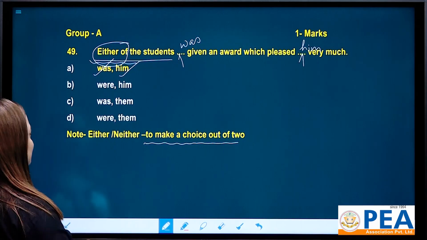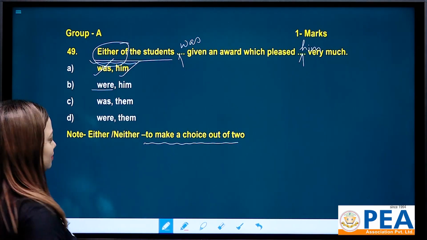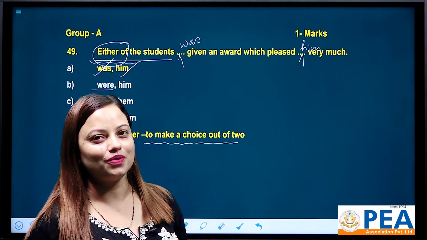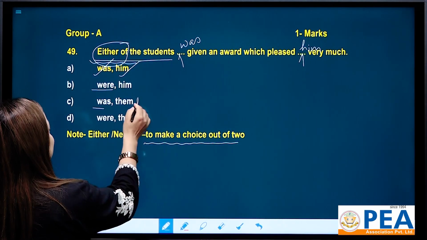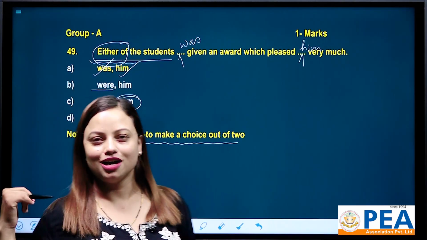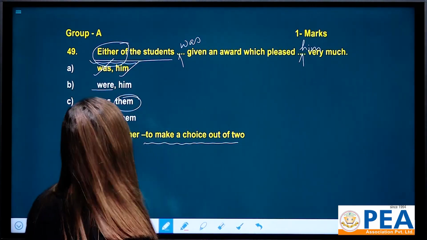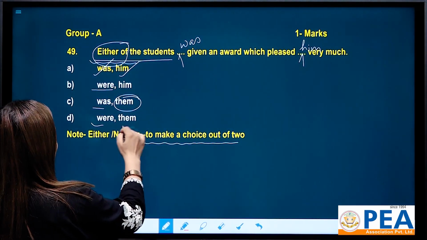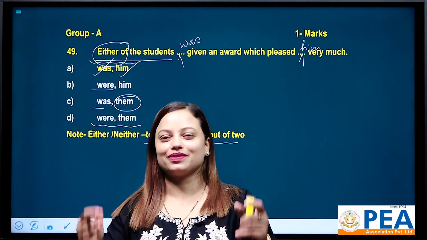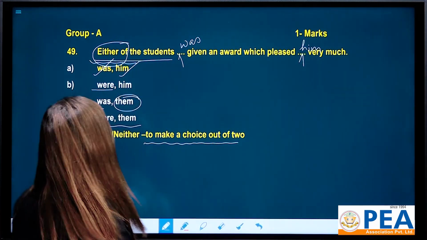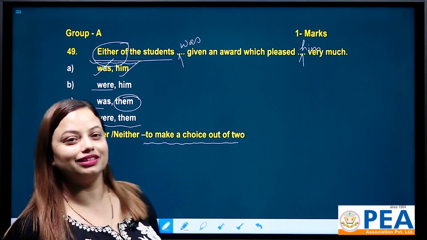What about option number B? The first option is plural. That's why this is wrong. We need a singular auxiliary verb. In option C, the verb is was, but this them is plural. That's why option number C is wrong. What about option number D? Both of them are plural and we don't need that. So the correct answer here is none other than option number A, that is was or him.